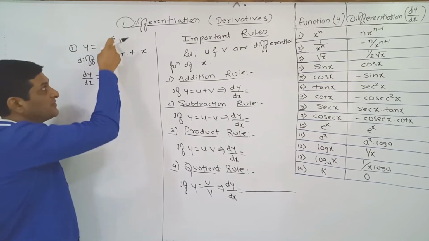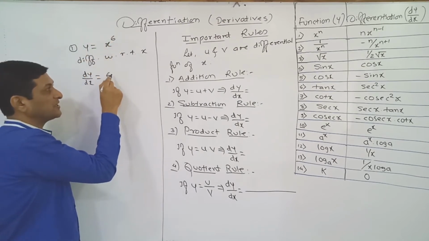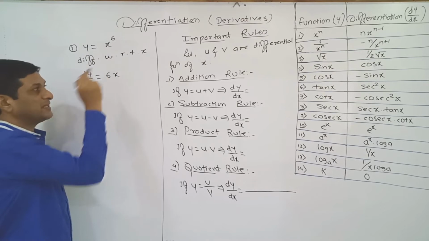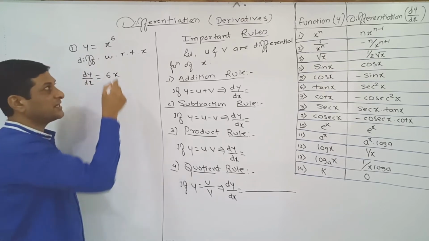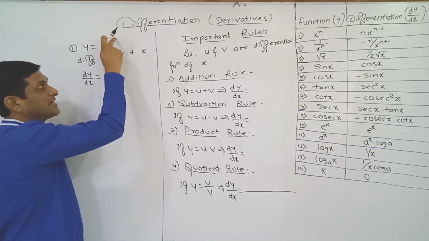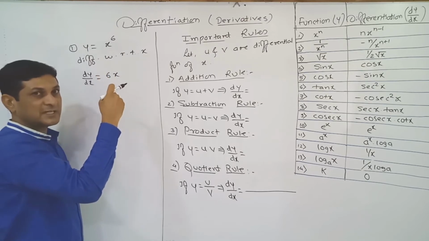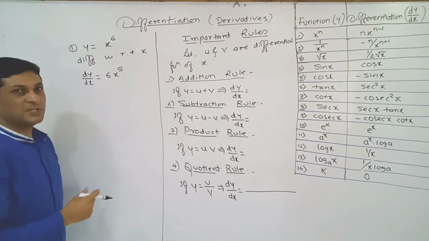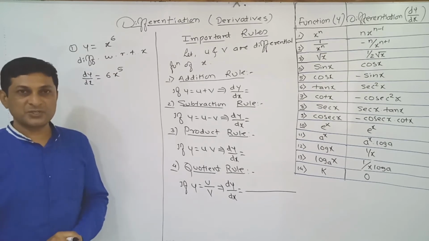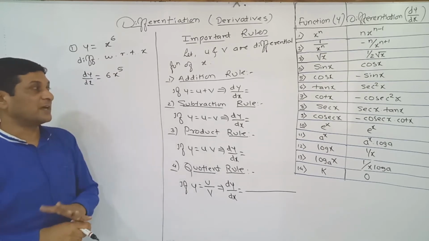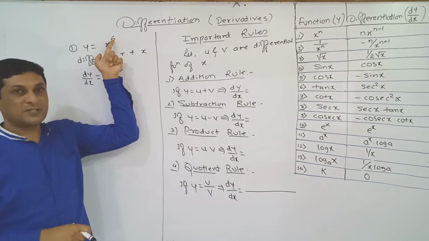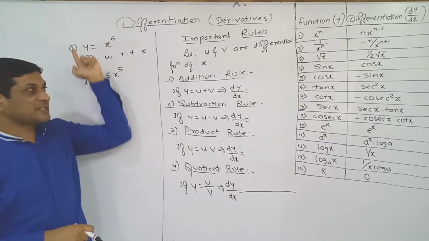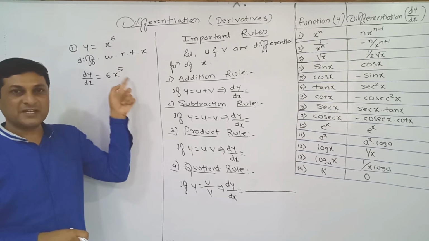First take this power as a coefficient. So we have taken this power as the coefficient and later on decrease this power by 1. The existing power is 6, so if we subtract 1 from it, it will become 5. In this way we have got the differentiation by applying the first formula. So what is the derivative of x raised to power 6 according to that formula? First take this power as a coefficient, then decrease the power of x by 1.